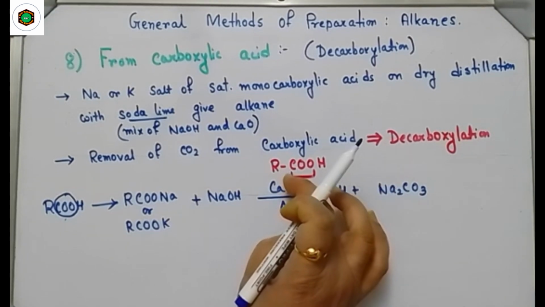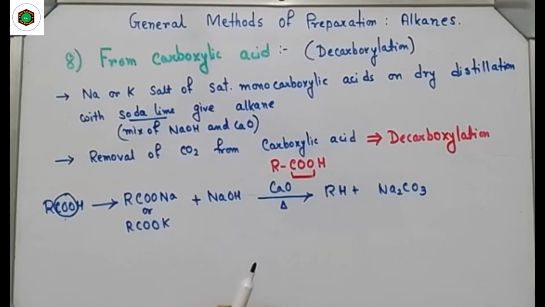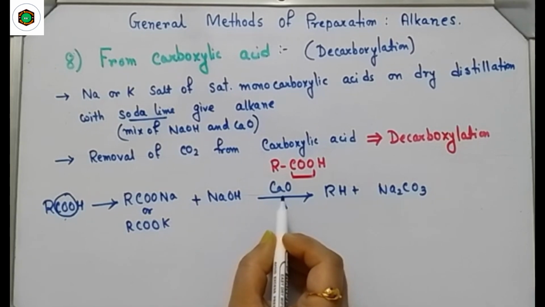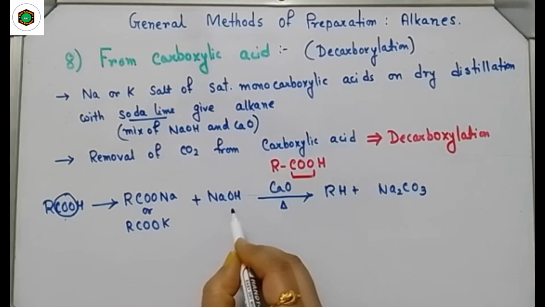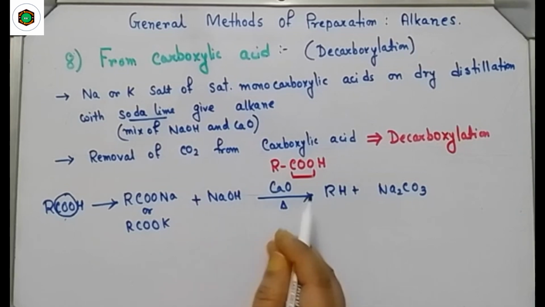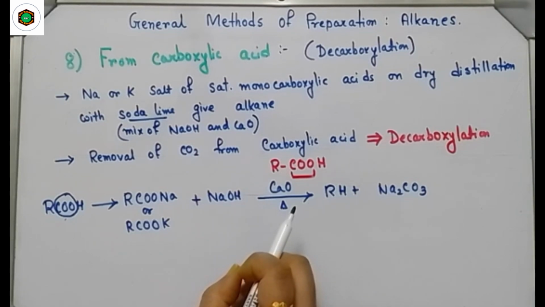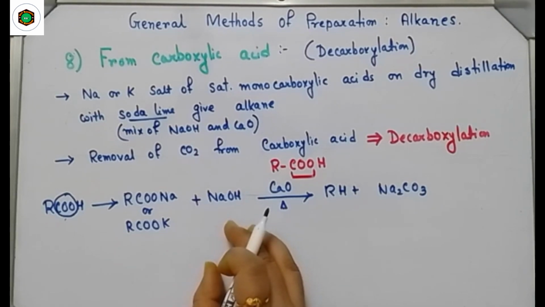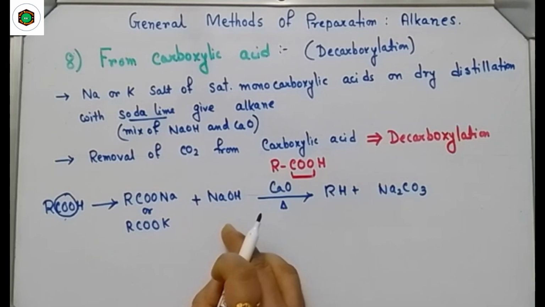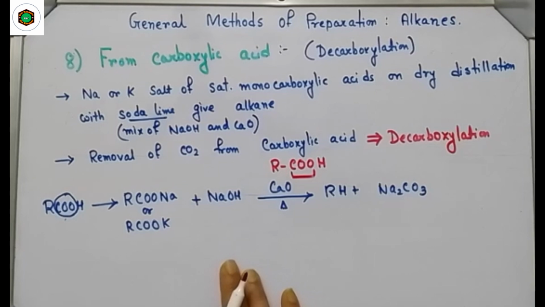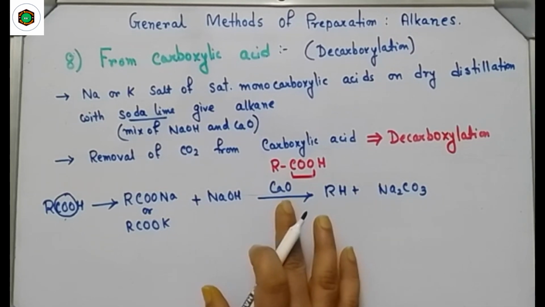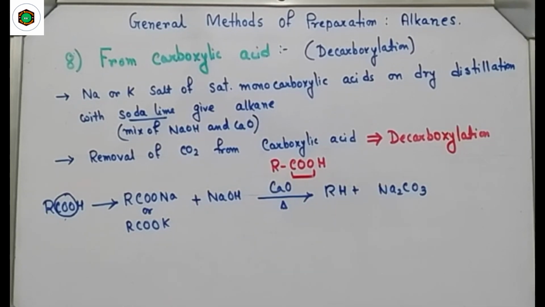So what is the role of calcium oxide here? Calcium oxide stabilizes sodium hydroxide and prevents it from absorbing moisture. NaOH is highly hygroscopic. It readily absorbs water from the atmosphere, which can affect this reaction, means which can affect its reactivity. So we need calcium oxide along with sodium hydroxide.